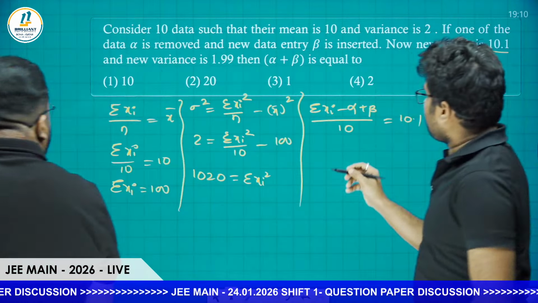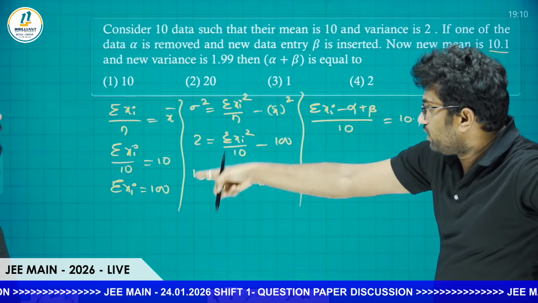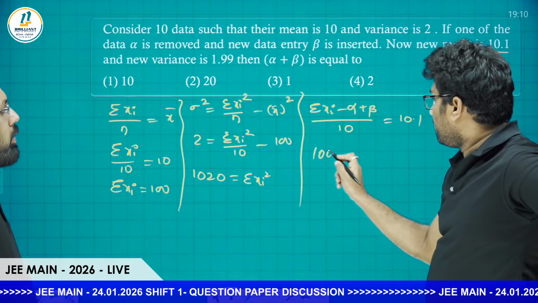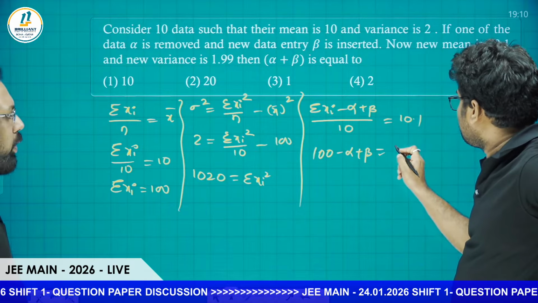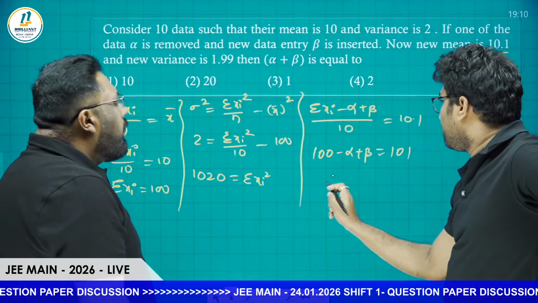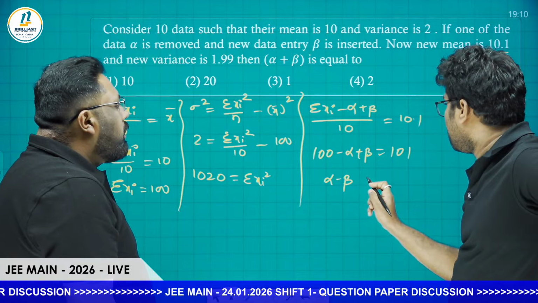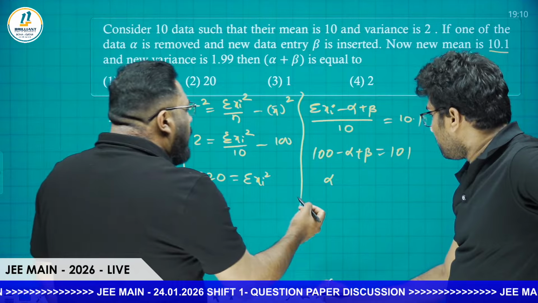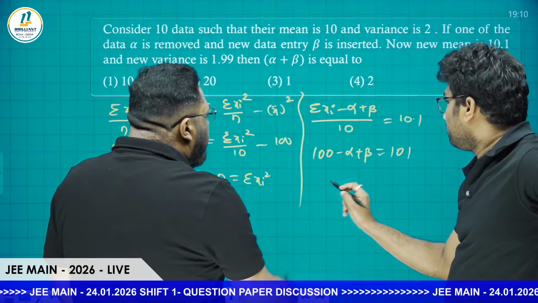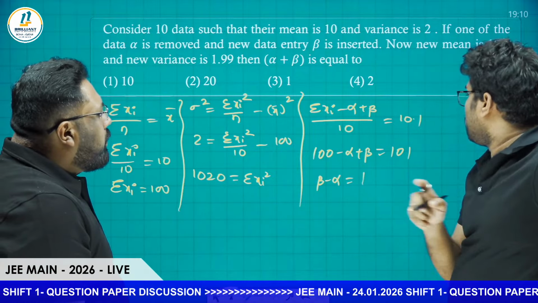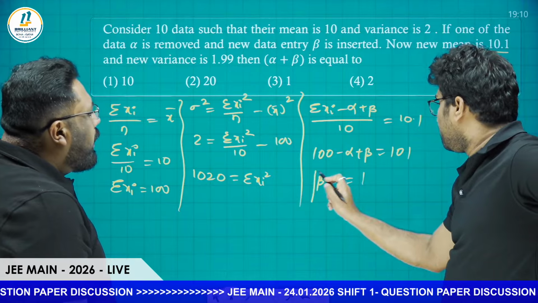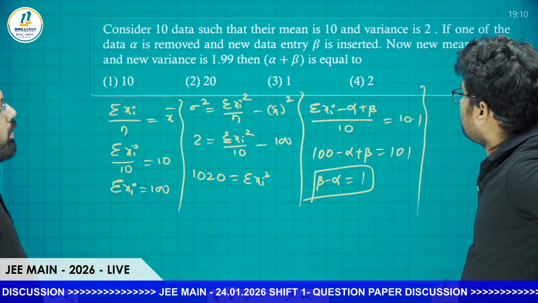So 10 into 10.1 will be sigma xi. Anyhow, we know it as 100. So 100 minus alpha plus beta is equal to 101. So from here, beta minus alpha will be 101 minus 100, which is 1. One equation we have got.